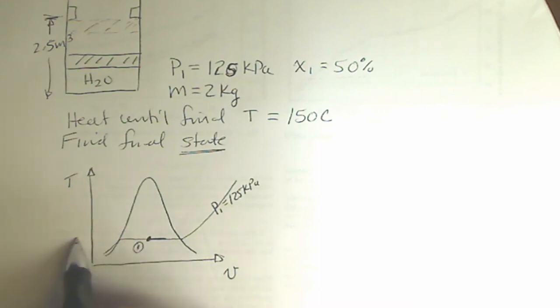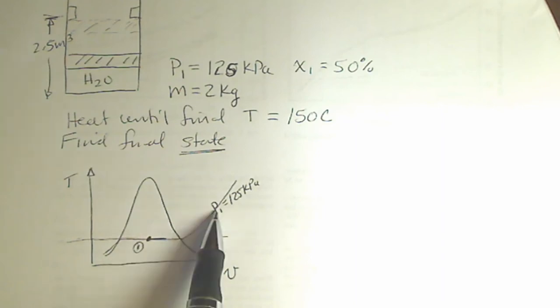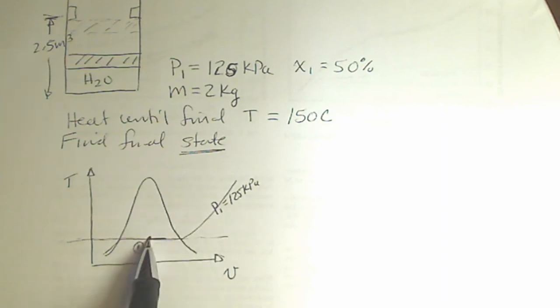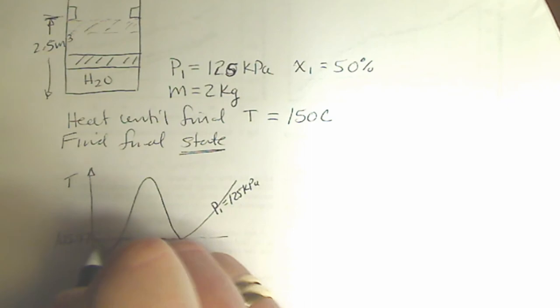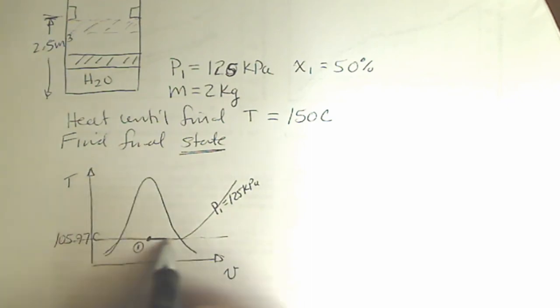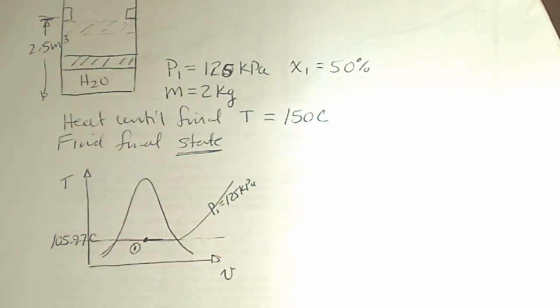So can you tell me what this temperature is? I'll give you a half a second to think about that because you should know that as long as it's a two-phase mixture and we know the pressure, we can find the temperature. And we can find the temperature from the steam tables. And at 125 kPa, that temperature is 105.97. Okay? In this region. And on that constant pressure line.